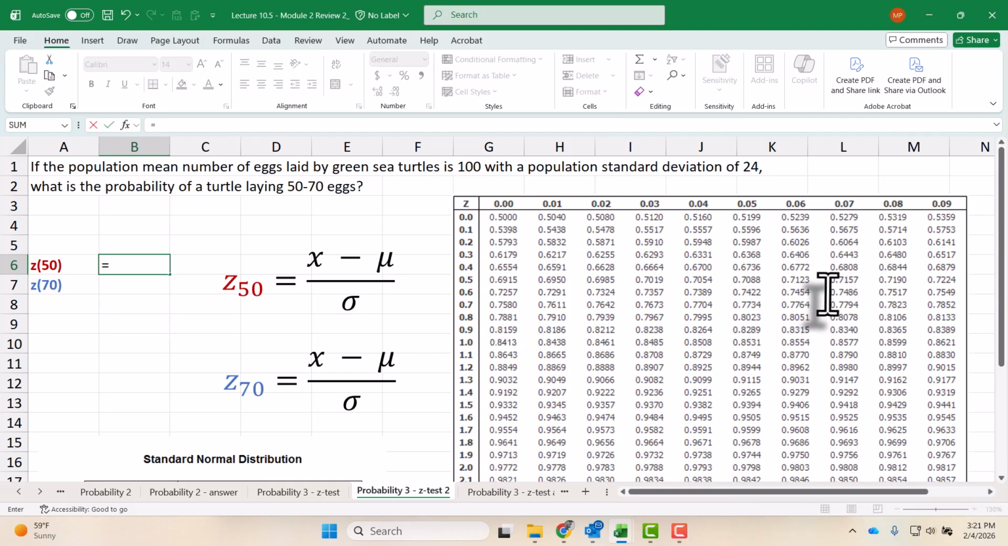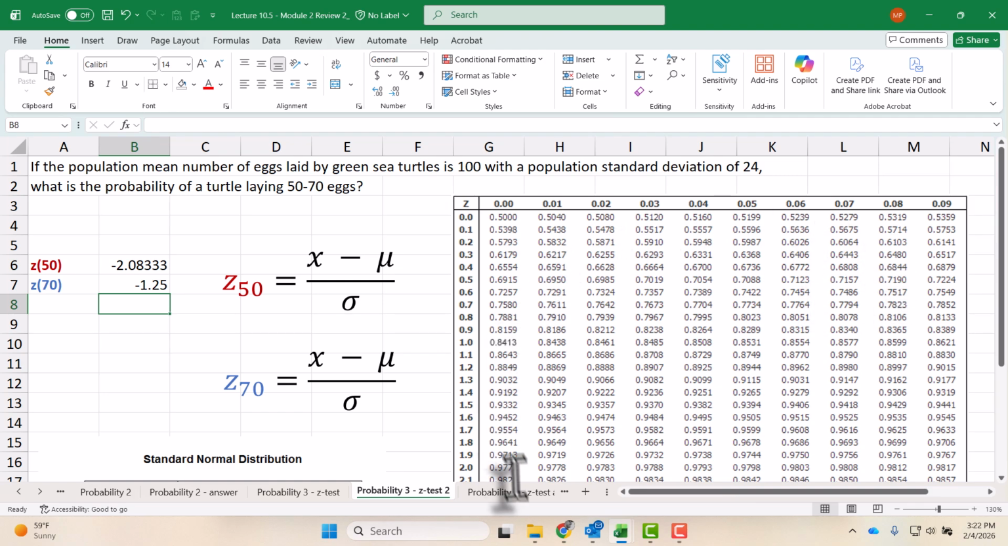So we take our value of interest, 50, we subtract the mean, mu, which is 100, and we divide by the population standard deviation, sigma of 24. We do this for each one of our values in the interval. Once we have our z-scores, we then turn to our z-table, with the values inside of the table, the p-values, telling us what the area is under the curve that represents the probability of a particular event occurring.